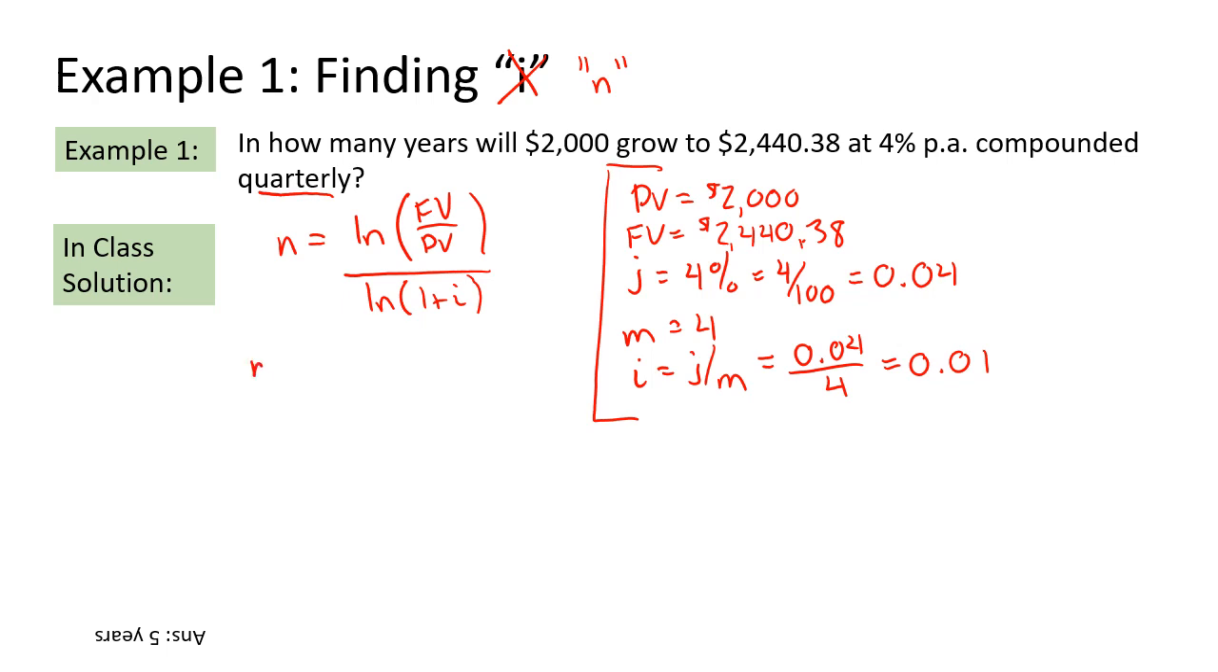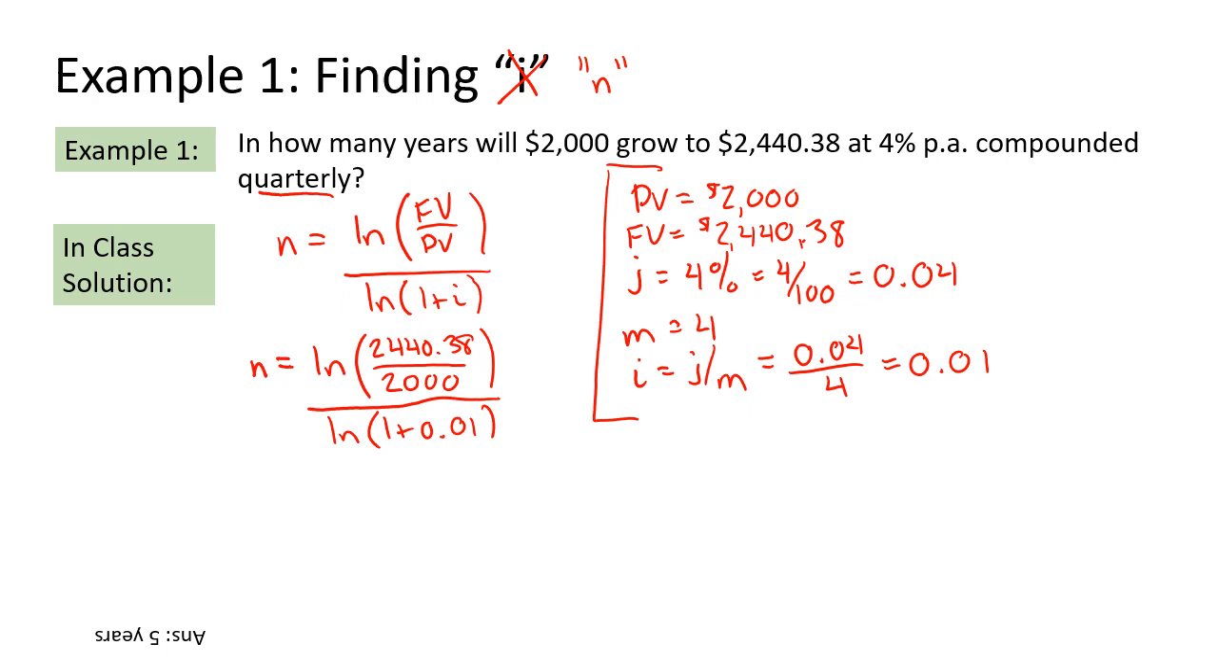So if I substitute those in, I get that n is equal to the ln of the future value, $2,440.38, divided by the present value, $2,000. And that is divided by the ln of 1 plus 0.01. Okay? So when you're placing these in your calculator, you press ln, and then I like to put brackets if I've got multiple items. So a bracket, $2,440.38 divided by 2,000. Okay, end bracket. That gives you the ln for the term in the numerator.